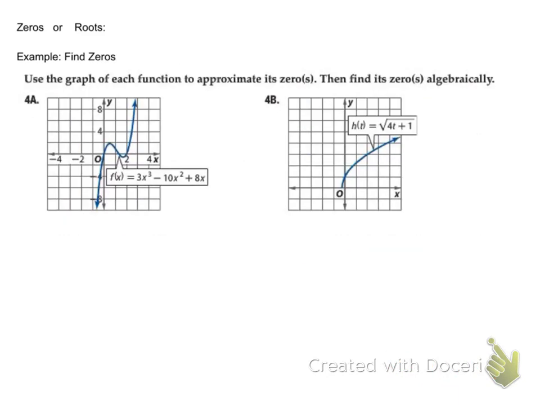Zeros or roots. We would also call those the x-intercepts. So the x-intercepts of a graph are the roots, the zeros, where the graph crosses the x-axis. We can approximate the zeros by looking at the graph, and I would say we have one of them at 0, another one at 2, almost guaranteed, and then there's one between 1 and 2, maybe something like 1.3. We can find this algebraically because remember, to find x-intercepts, you plug a 0 in for y and solve.